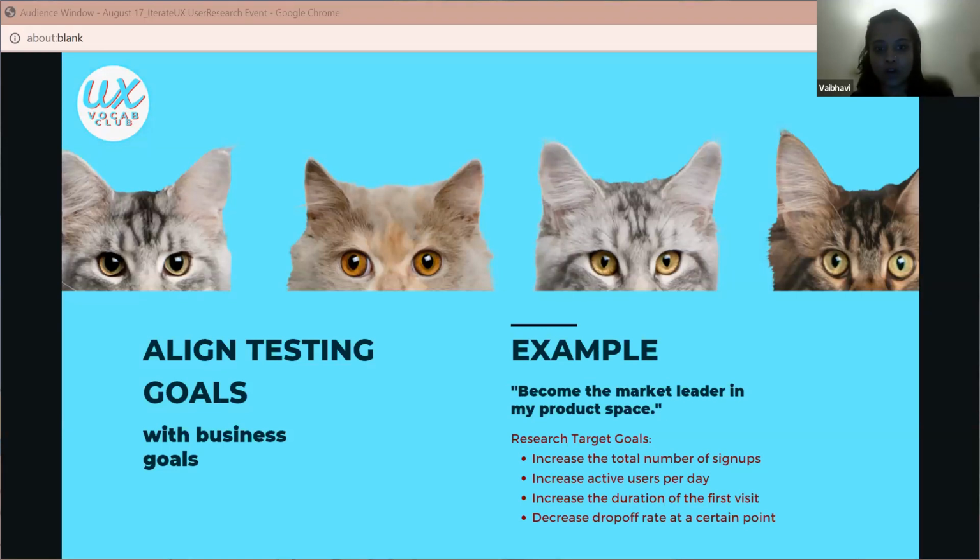It could be for anything, to increase total number of signups, to increase active users per day, to increase duration of the first visit, to decrease drop-off rate. It could be for any one of them, depending on how your user research goes and how you take it after that. Your budget too, right? Maybe you don't have enough money to do a bunch of user tests, and you have to just look at what other people are doing. Maybe you just have to read some papers, which is what we call secondary research, where you're just sitting there reading about it.